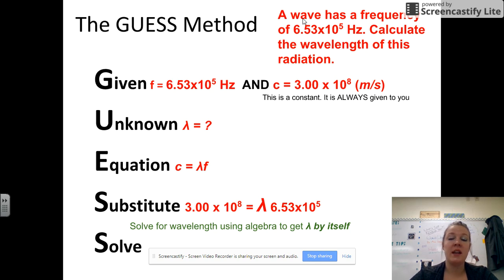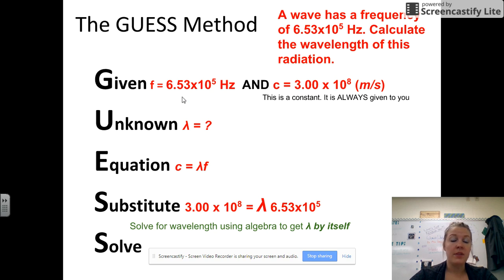So it says here that the wave has a frequency of 6.53 times 10 to the 5th hertz. So that's something that's given to us, and I always like to pair it with the variable that's supposed to go with it, the symbol. So f equals 6.53 times 10 to the 5th hertz. And we're also given c, which is the speed of light.